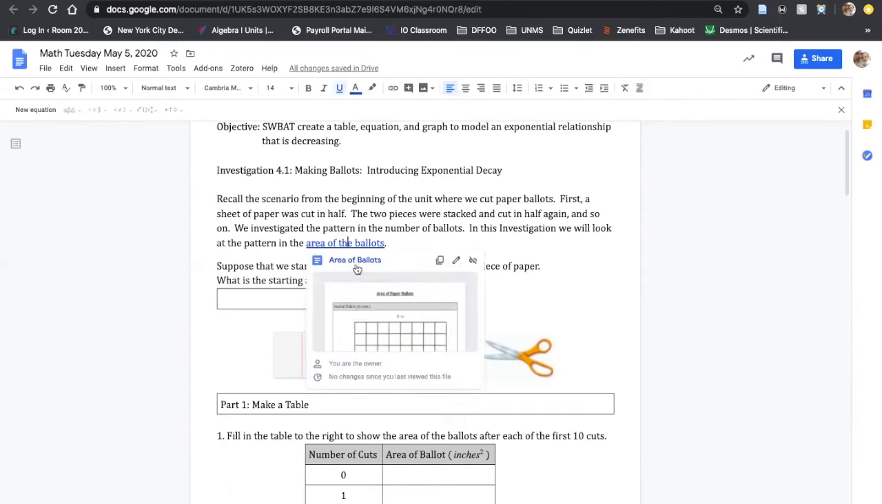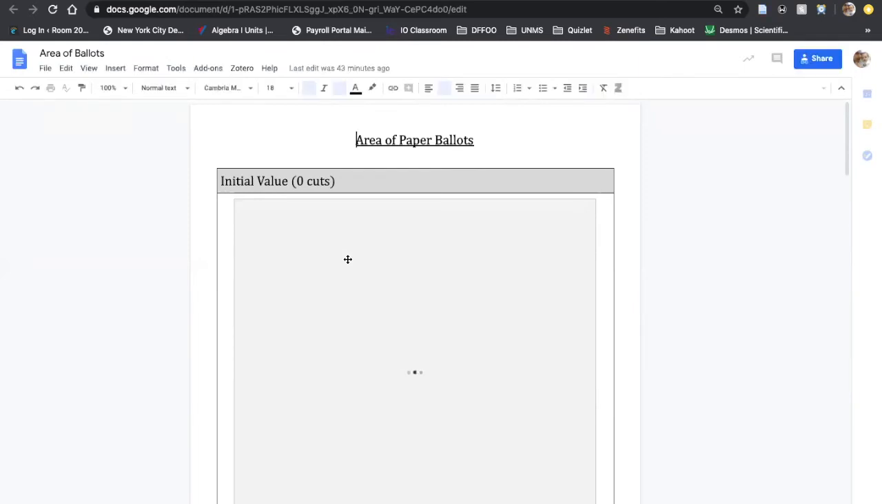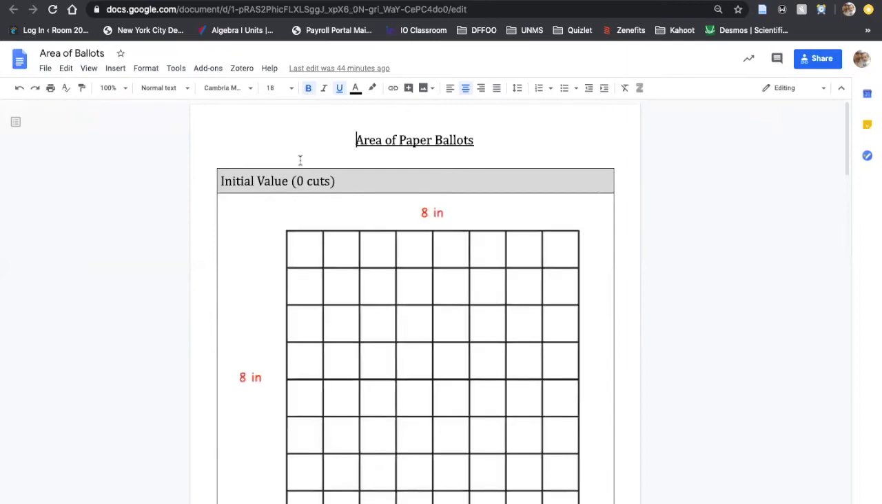Now, this document that you can click on here is a tool that's just going to help you to visualize the first couple of cuts, right? Now, when you're stacking paper and you're cutting it, each ballot is always going to look identical. So in this document here, all I have is a picture of one ballot from each cut, right? So the first one here is the initial piece of paper that we have at 0 cuts.